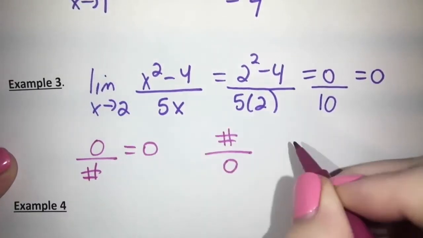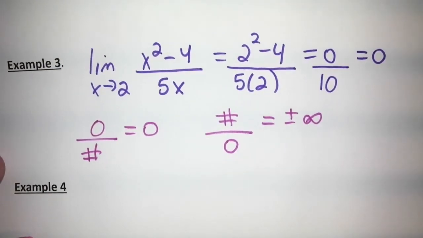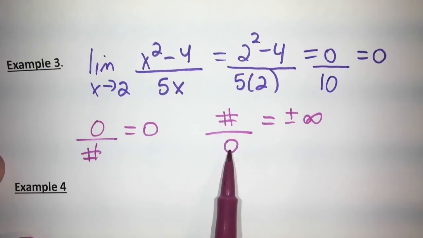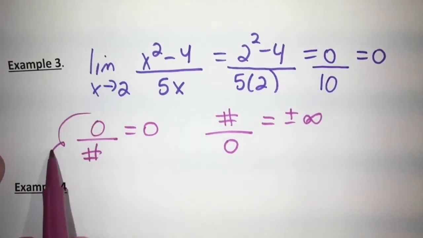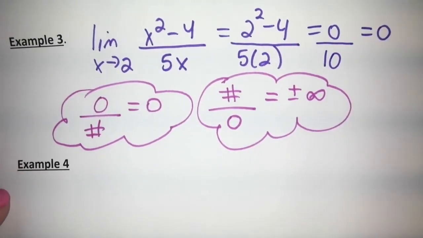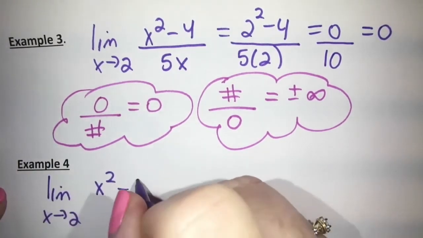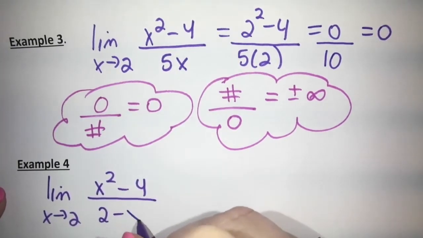A number divided by 0 is either plus or negative infinity. It depends on whether the number is positive or negative. If it's a positive number, like 5 divided by 0, then it would be plus infinity. If it was negative 5 divided by 0, it would be negative infinity. So these two are very important to remember. The problem one, the indeterminate form that we're going to talk about first, is 0 over 0. That's the one where we have to do something else. In example 4, we've got the limit as x approaches 2 of x squared minus 4 over 2 minus x.